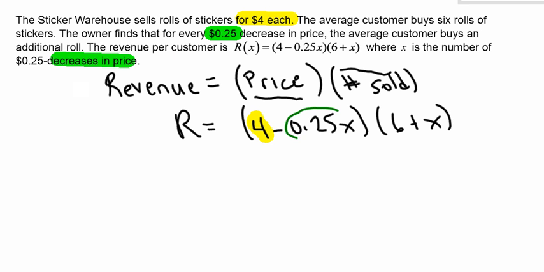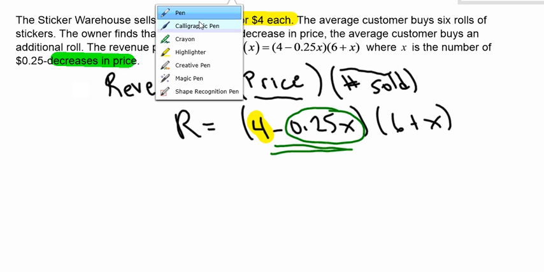So every time we decrease the price by 25 cents, the price goes down. So this represents the fact that I'm going to decrease the price. So subtract is decrease the price by 25 cents, but I'm not sure how many times I want to do that price decrease yet. So this is the price after I decrease the price a certain number of times.